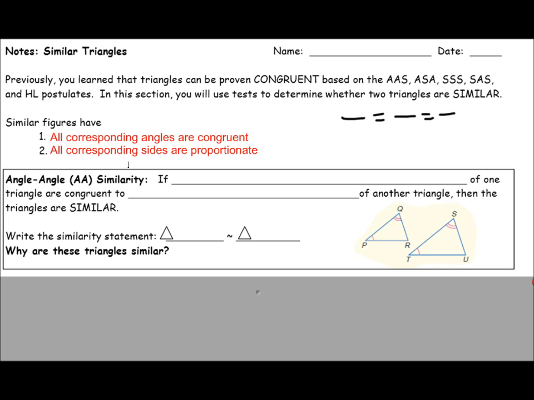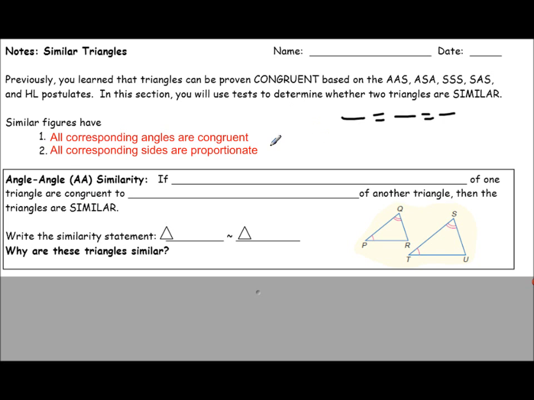Angle measures determine the shape of a polygon, or in this case, a triangle. So if their corresponding angles are congruent, then the triangles are going to have the same shape. They may not necessarily have the same size though.